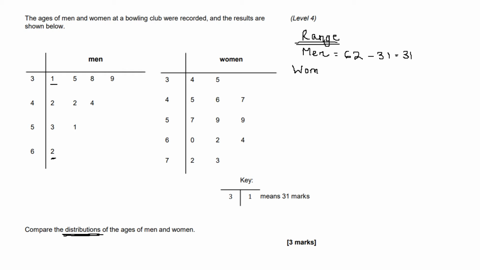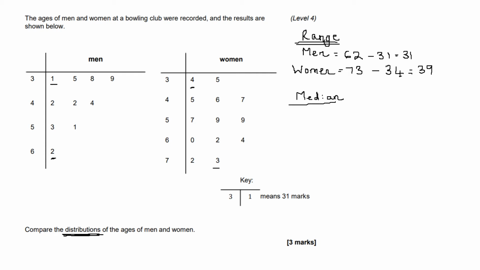Now let's have a look for women. So the oldest woman at the bowling club is 73. The youngest woman at the bowling club is 34. So our range will be 39. Okay, now let's work out our median.